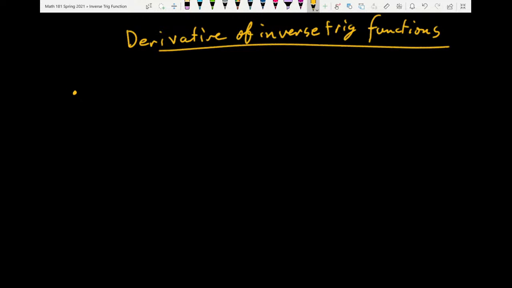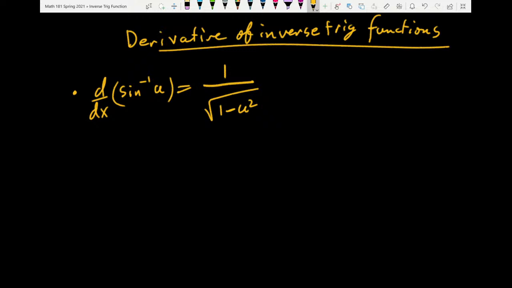So let me do this. What's the derivative of sine inverse of u? You're going to learn more in calculus 2 about why this makes sense. It's just 1 over the square root of 1 minus u squared times du/dx. So I take the derivative of u with respect to x, where the absolute value of u is less than 1.